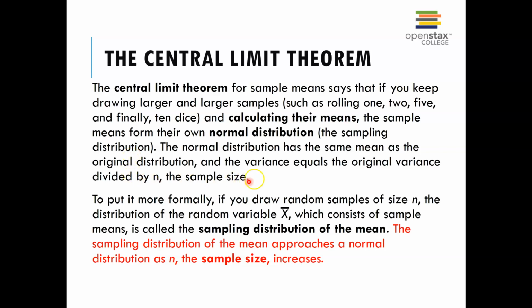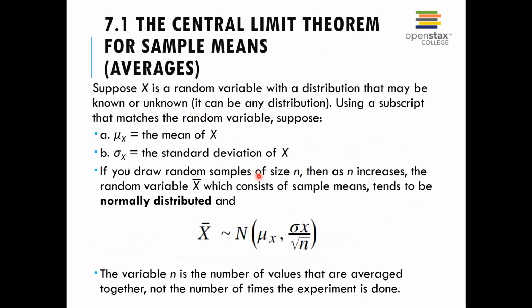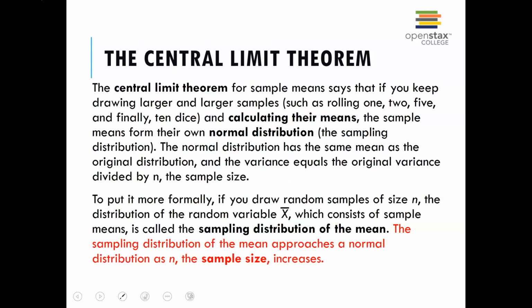Now, that normal distribution will have the same mean as the original, and the variance, as we said, is going to equal the original variance divided by n, the sample size. Because again, if you take your standard deviation and divide it by the square root of n, remember, if you square the standard deviation, you get your variance. So to put it more formally, if you draw random samples of size n, the distribution of that random variable consisting of those sample means is called the sampling distribution of the mean.